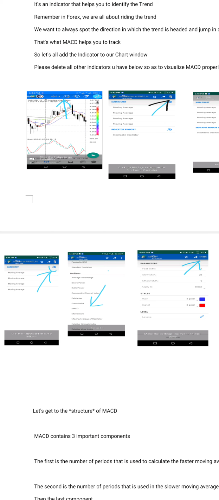Let me just talk briefly about the structure of MACD. MACD contains three important components. The first one is the number of periods that is used to calculate the faster moving average. The second one is the number of periods that is used to calculate the slower moving average. Then the last one is the number of bars that is used to calculate the moving average of the difference between the faster and the slower moving average.